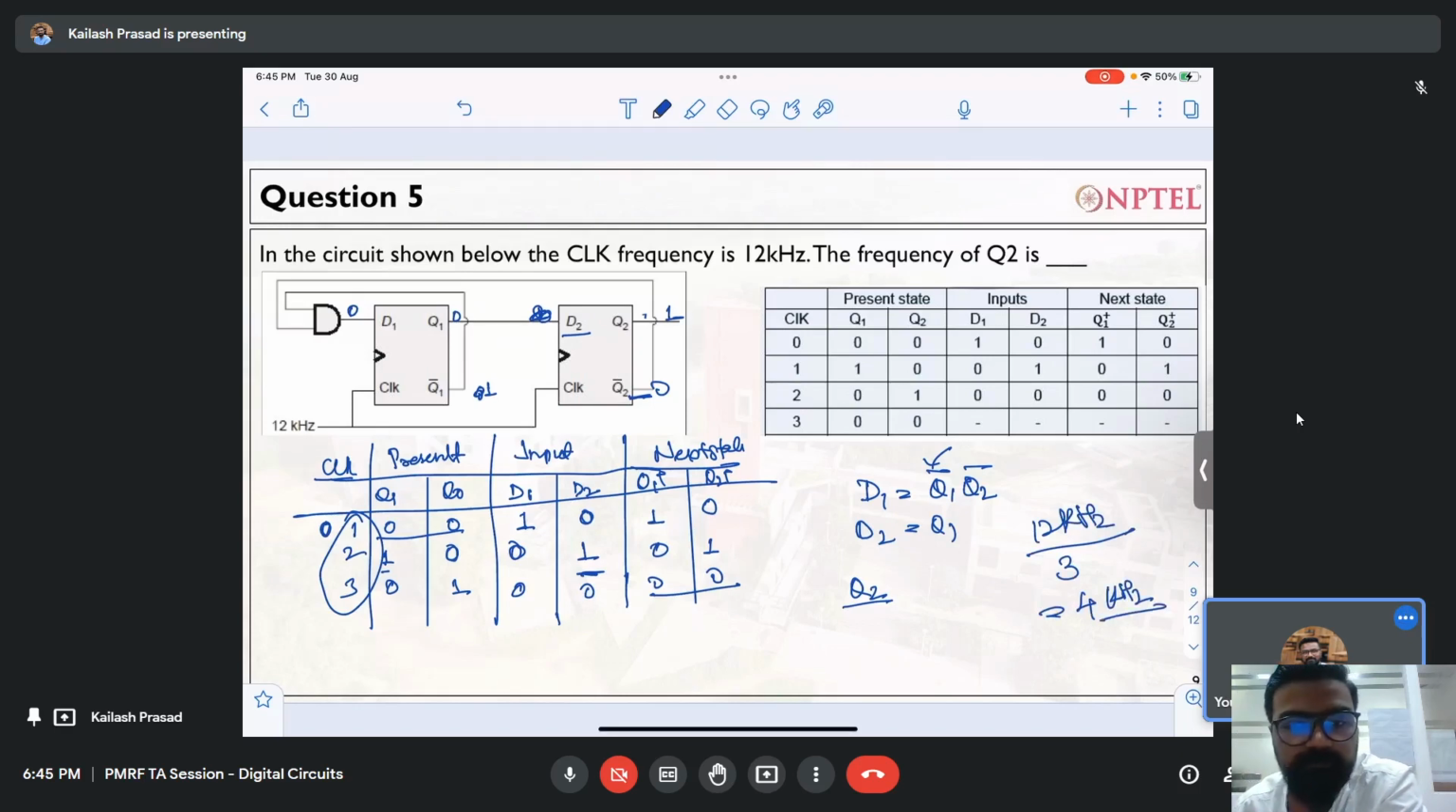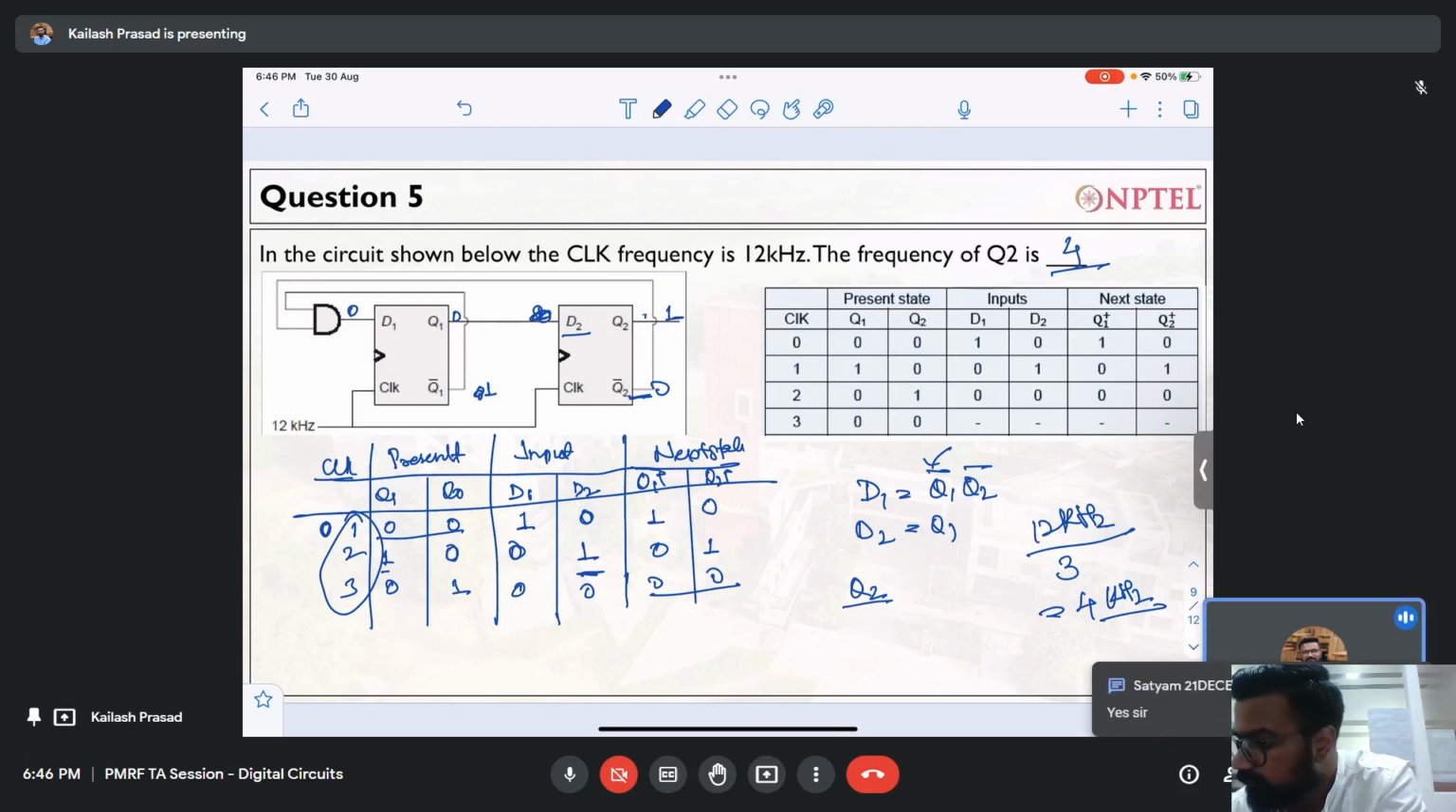So this is the final answer. The answer will be 4 kilohertz. The frequency of Q2 is 4 kilohertz. Is that clear, everyone? Yes, sir.